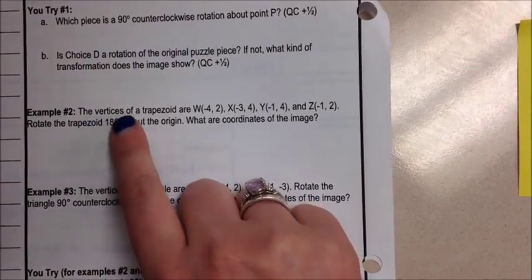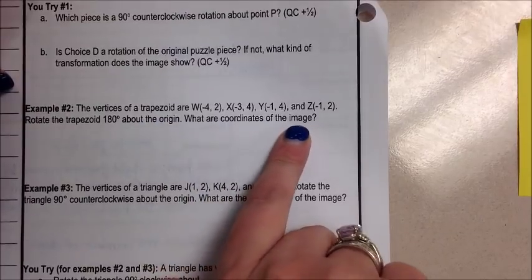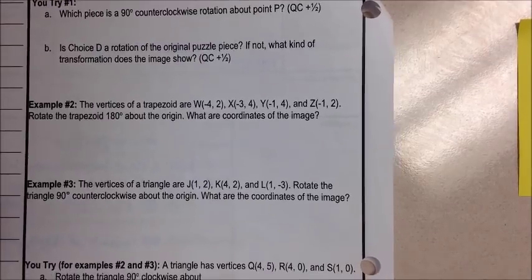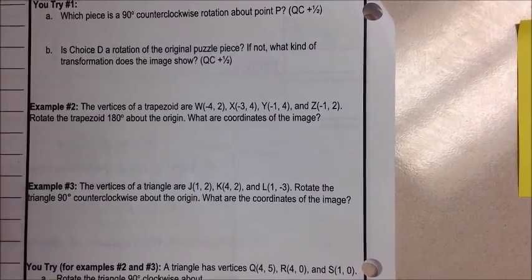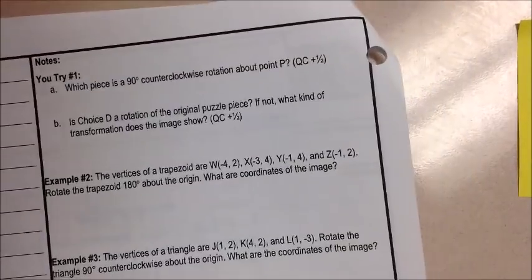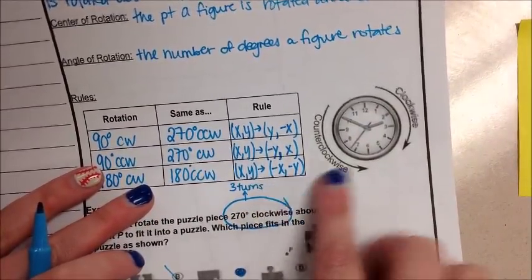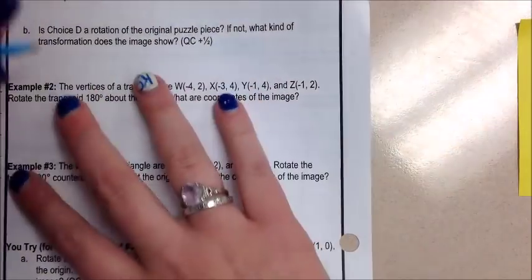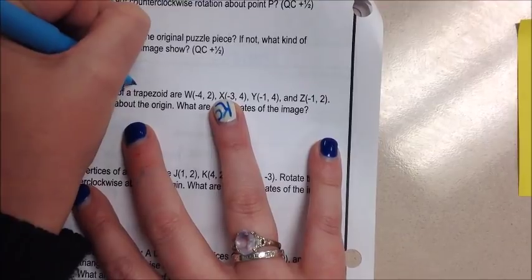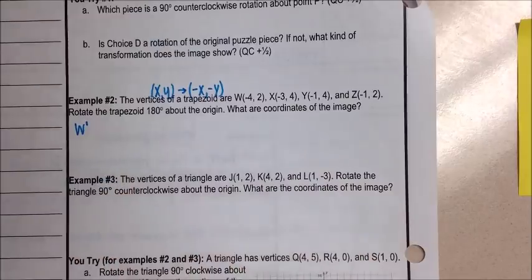Okay, example number 2. The vertices of a trapezoid are those. Rotate the trapezoid 180 degrees about the origin. What are the coordinates of the image? Usually I would give you a graph, but I want you guys to get in the habit of using those rules, because you could easily plot this and then you're still going to have to use the rules. So when I rotate 180 degrees, I just take the opposite of the x and y values. So I'm going to write that rule. I have x, y, and that maps to negative x, negative y. Opposite of x, opposite of y.